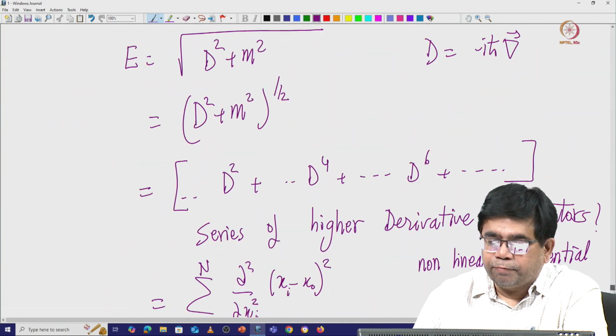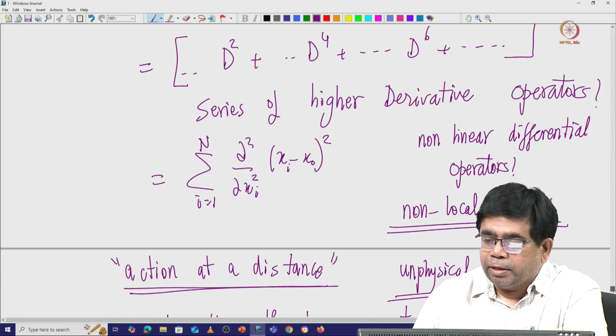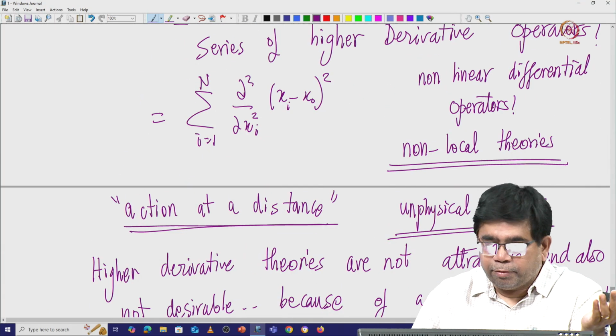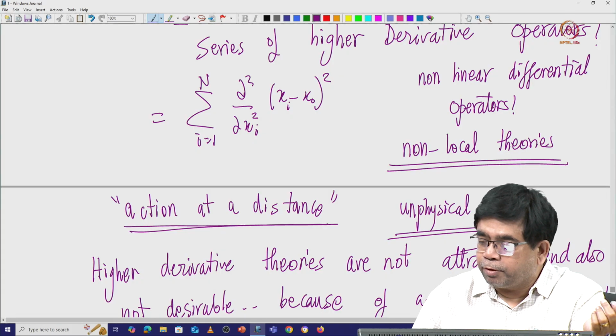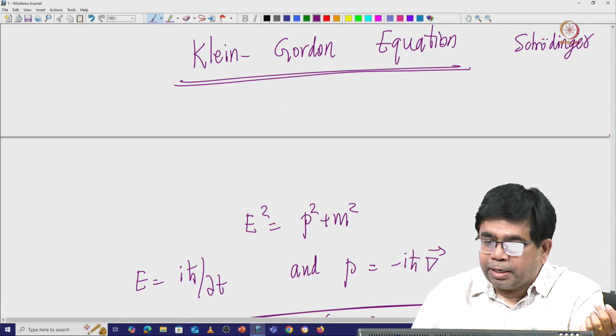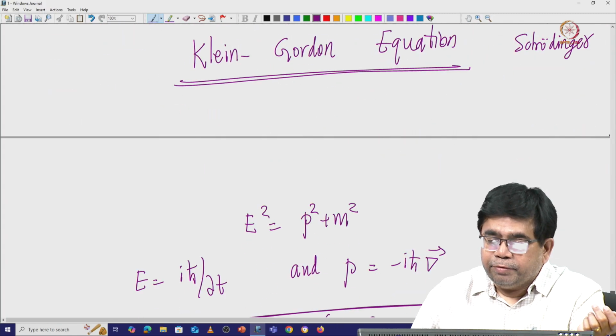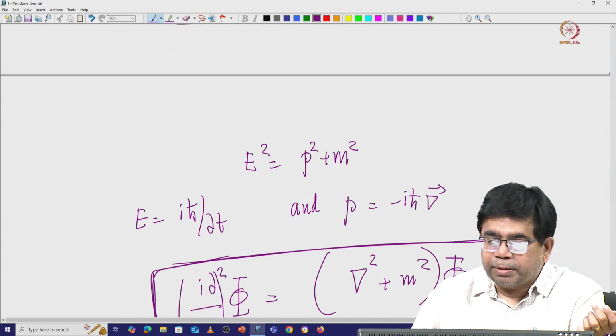This is not what we wanted, because higher derivative theories are not attractive, and not desirable, because of a host of problems which we discussed last time. So instead of that, we just keep E square is equal to P square plus M square as it is.